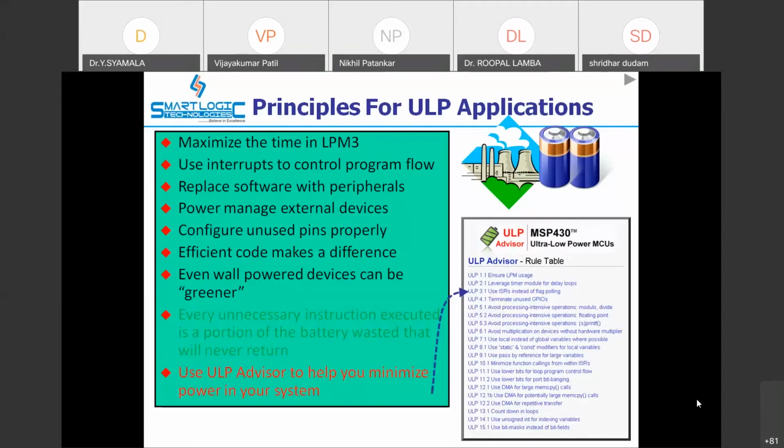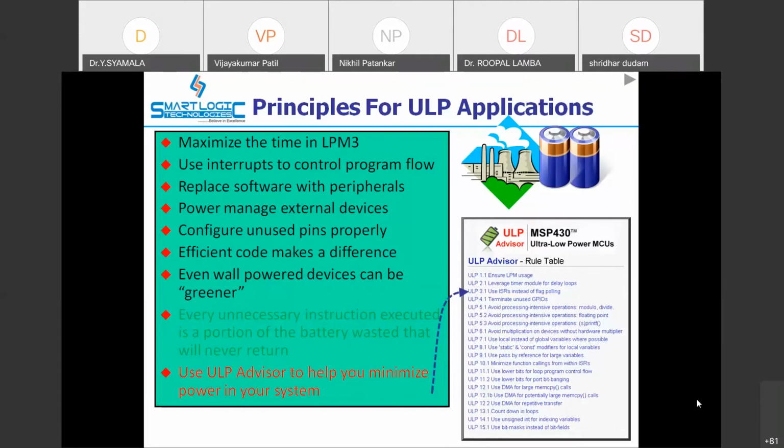Then, how to configure the unused pins. It is not the case that every pin we are going to use for the application. It may be possible that out of 40 pins we are using only 30 or 32, and the remaining 8 GPIOs we are not using. At that time you must configure them properly, as inputs and not as outputs, because when you configure them as outputs the leakage current is more.